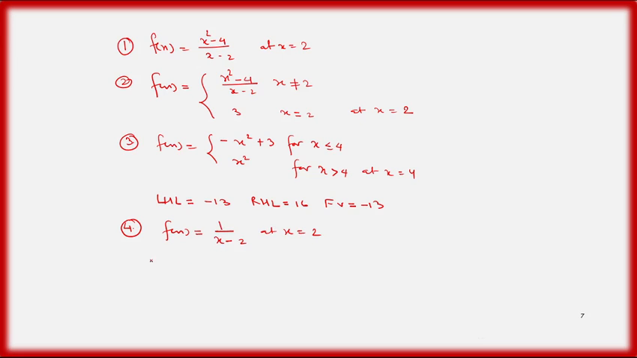Okay. Now the last question: f(x) = x² + 1 at x = 3. Is it continuous? Yes, sir. Okay, I think all the limits exist and the limiting value is equal to the functional value. The fifth function is continuous.